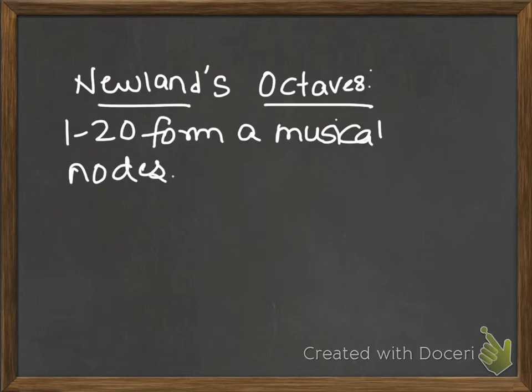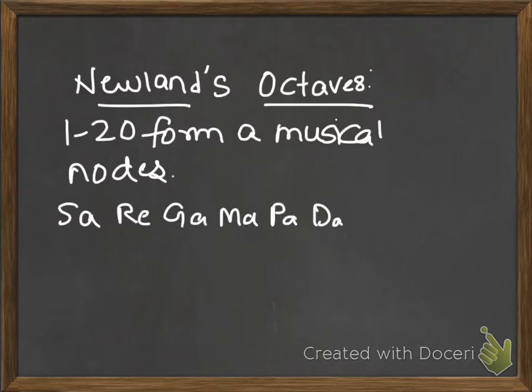So what are the musical notes? Sa, re, ga, ma, pa, da, ni, sa. These are the notes of the music. So what Newlands proposed is that the elements follow the musical notes.